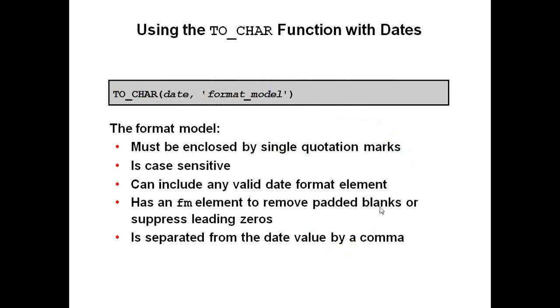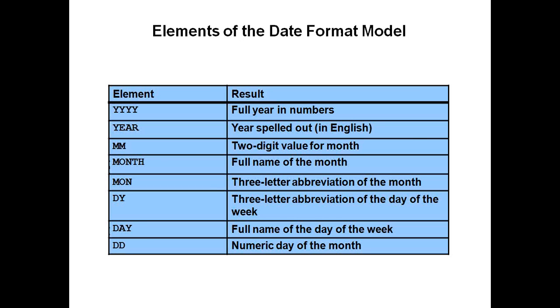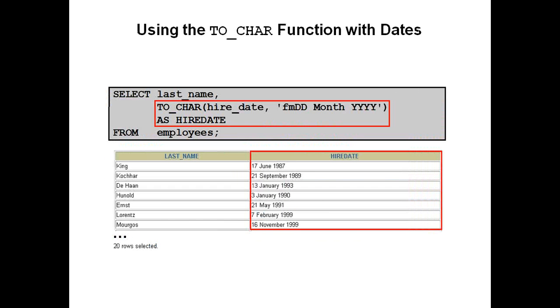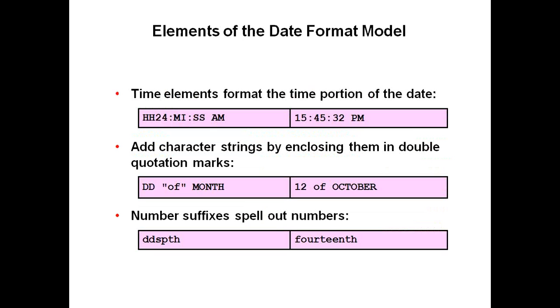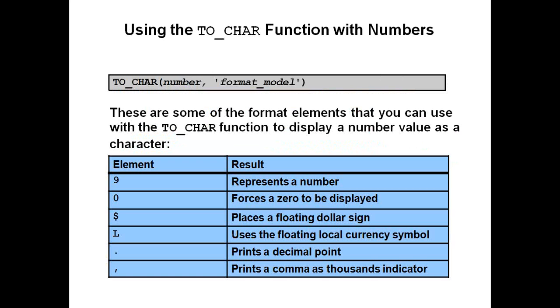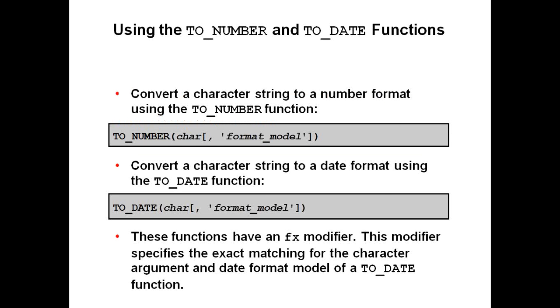So how should we use the ToChar function? It was given here. The format must be enclosed by single quotation marks, and it is case sensitive. But it can include any valid date format, like DDMMYY or MMDDYY, so you can use any of such things. And it should be separated from the date value by a comma. Let me show you that.